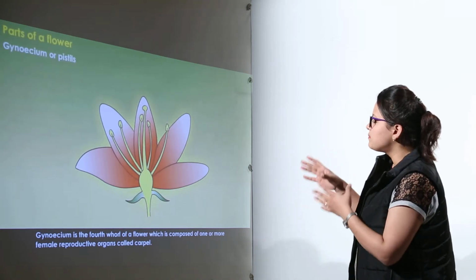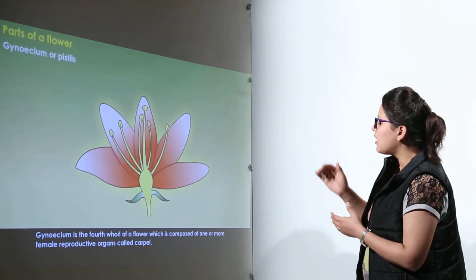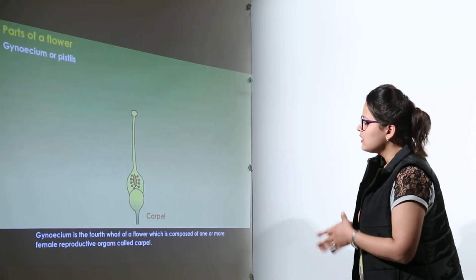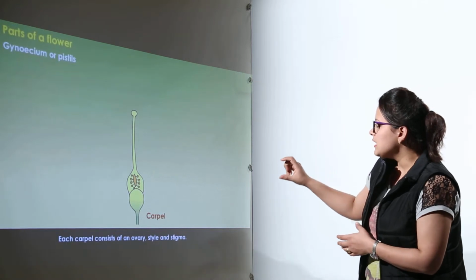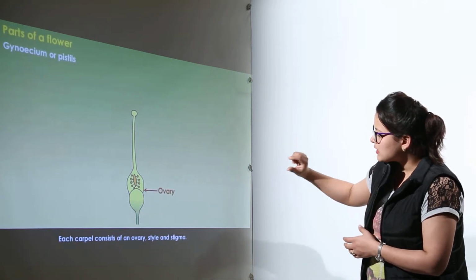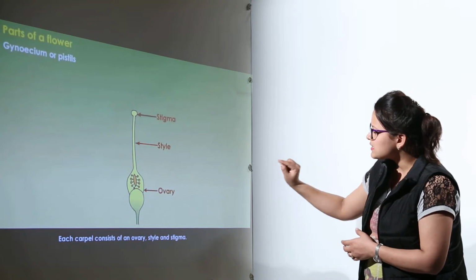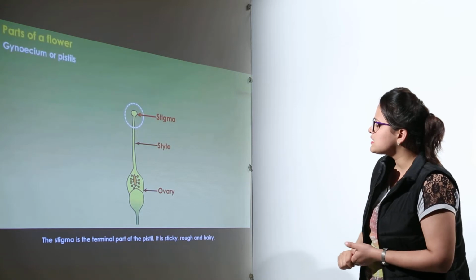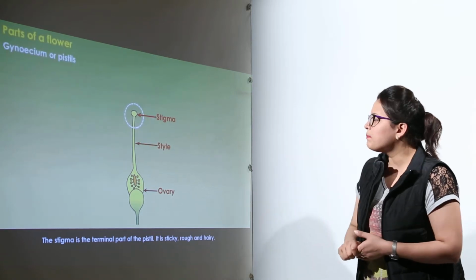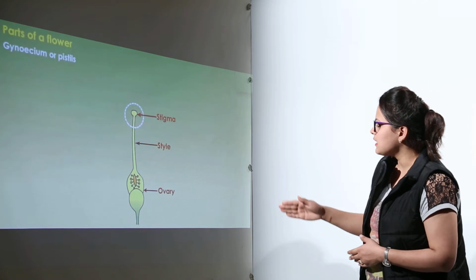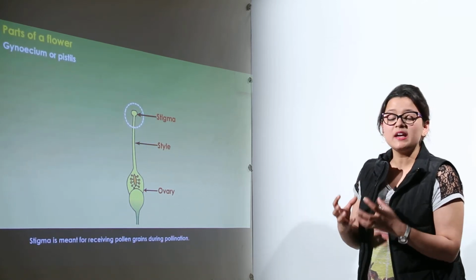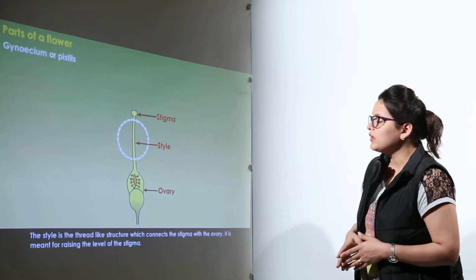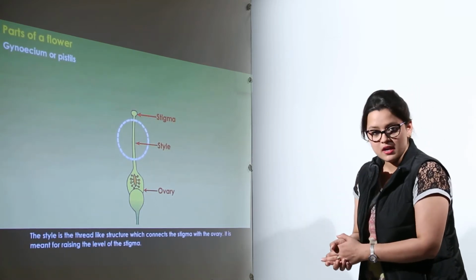The gynoecium or pistil is the fourth whorl of the flower. It is composed of one or more female reproductive organs. Here you can see each carpel: the lower portion is the carpel, above the carpel you can see the ovary, then the style, and finally the upper portion is the stigma. The stigma is the terminal part of the pistil. As you can see, it is very sticky and hairy. The stigma is meant for receiving the pollen grains during pollination, as it is sticky and has hairs.